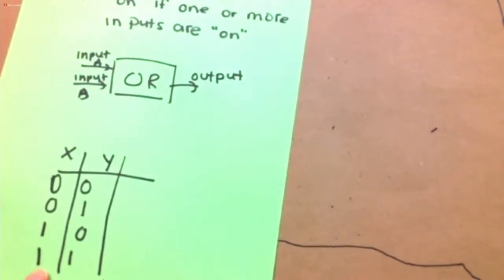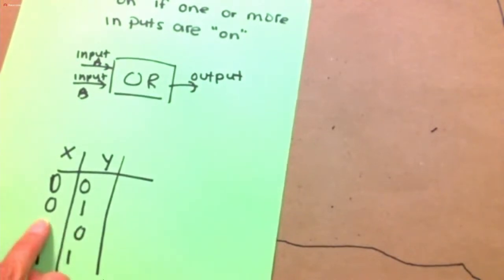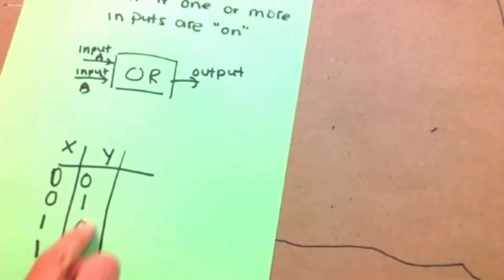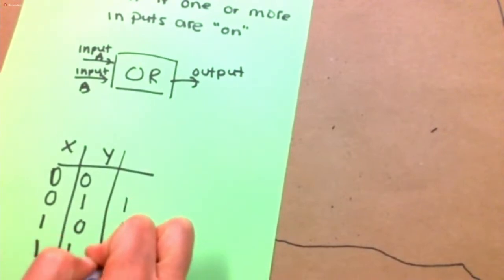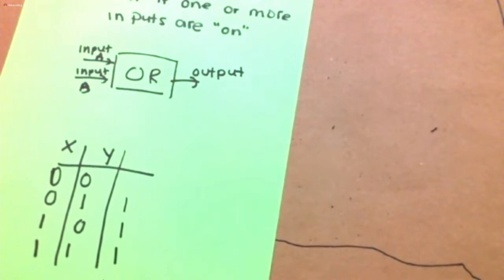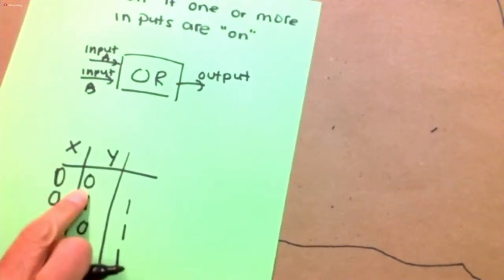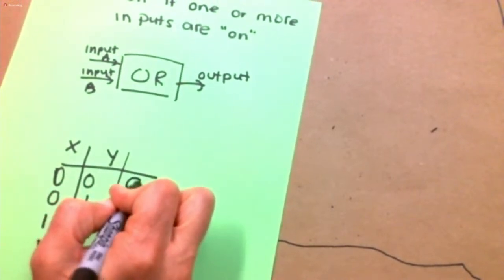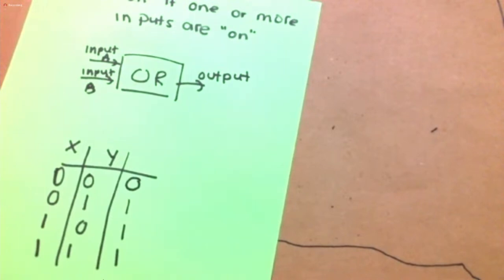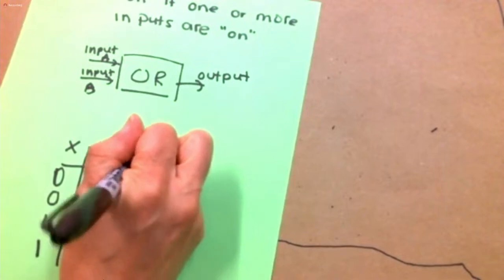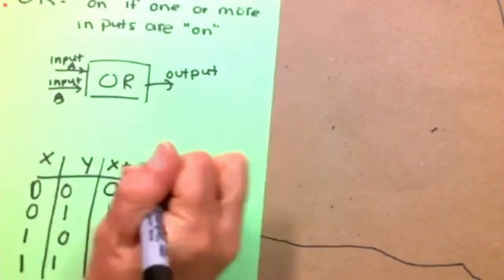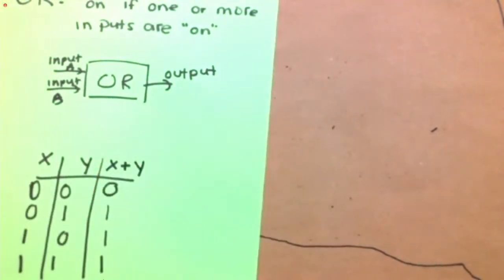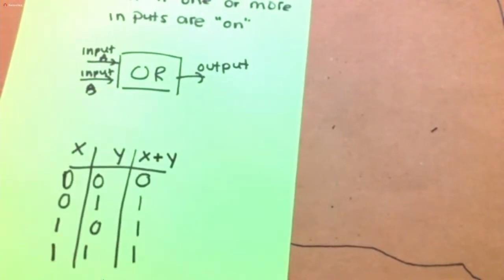What that means is that any time one of my inputs is on, which is in 3 cases this time, I'm going to get an on for an output. The only time it will be off is when both inputs are off. Again, I need a symbol to represent that. That's usually a plus or a plus with a circle behind it. So those are the truth tables. Those are the logical operators.